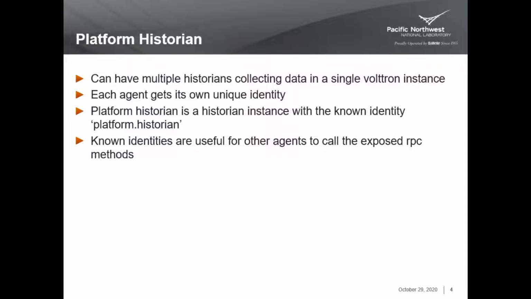For example, a VOLTTRON central agent is an agent that needs data from a historian for monitoring VOLTTRON instances' health and for plotting topic data. The VOLTTRON central agent always calls historians' methods using the identity platform.historian and hence does not need to know what your concrete historian is.